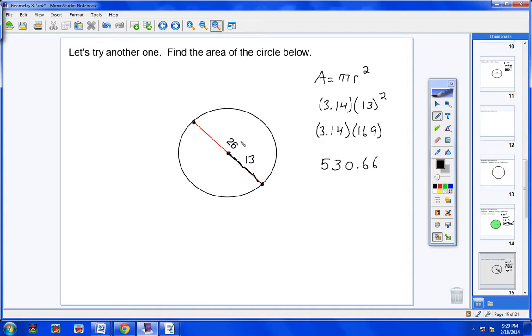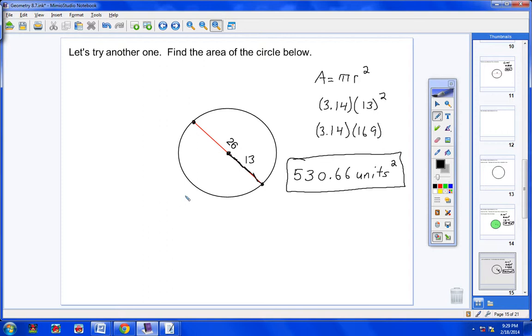Now look, I intentionally did not label this. Notice there's no feet or inches or yards or meters or anything like that. So when you don't know what the unit of measurement is, then what you put is square units. So the answer would be 530.66 square units, because you don't know if it's feet or yards or inches or whatever the measurement might be.